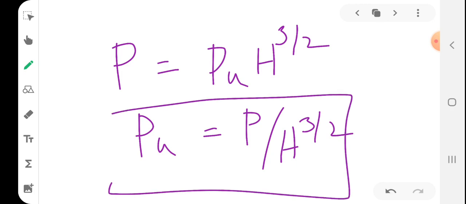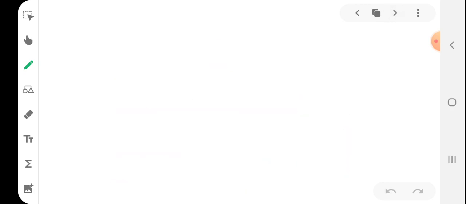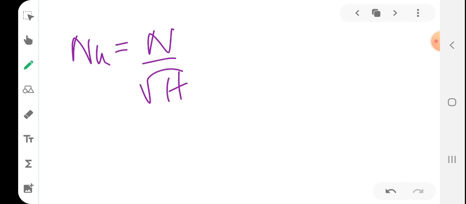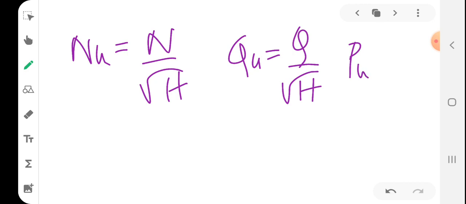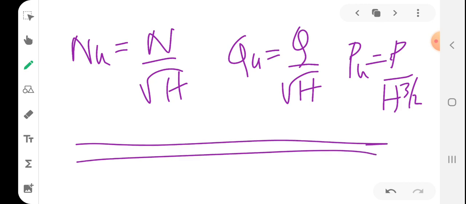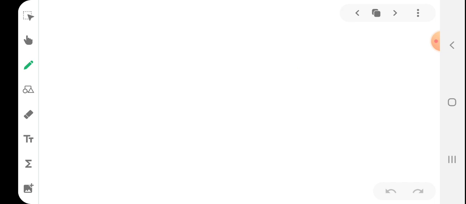So this is the equation for unit power, and I'll write all three unit quantities here. Nu is equal to N by root H, Qu is equal to Q by root H, Pu is equal to P by H raised to 3 by 2. These are the three unit quantities, and now I will show you the application of these equations, why these unit quantities are defined.